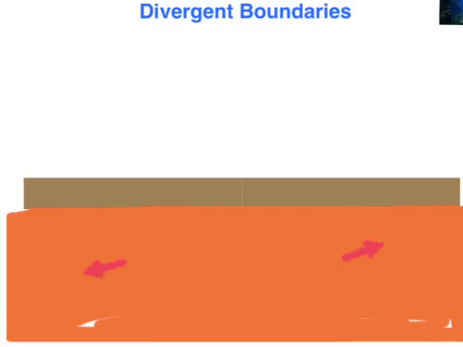The first kind of boundary is a divergent boundary. A divergent boundary is where two tectonic plates move apart because of the convection currents in the Earth. Convection currents are currents of magma that swirl around in opposite directions from each other, like this, because of the pressure from the Earth making the magma hot. This movement of the magma causes the plates to spread apart.